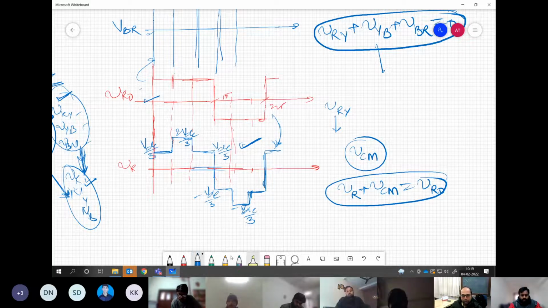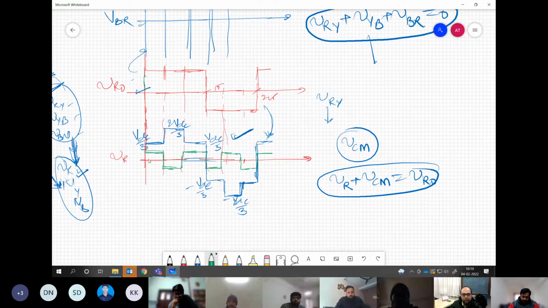So VCM will be something like this, if you draw it here: VDC by 3, so VDC by 6 minus VDC by 6, again VDC by 6 minus VDC by 6, again plus VDC by 6 minus VDC by 6. You understand this point? This is the common mode. If you add VRO, VYO, VBO and divide by 3, that is what you are going to get. And these voltage levels are VDC by 6.